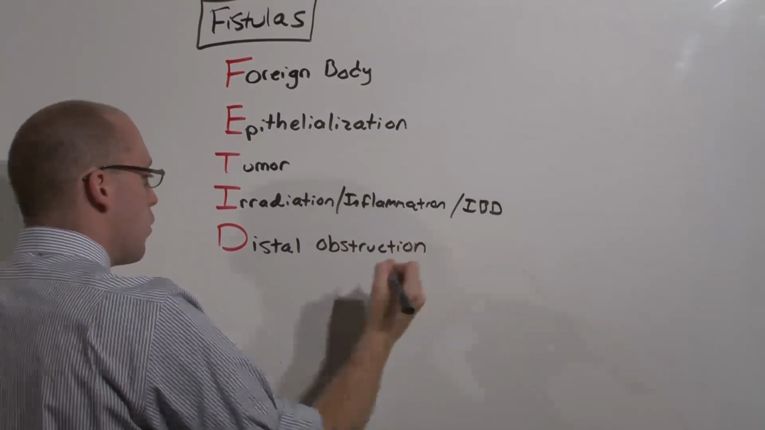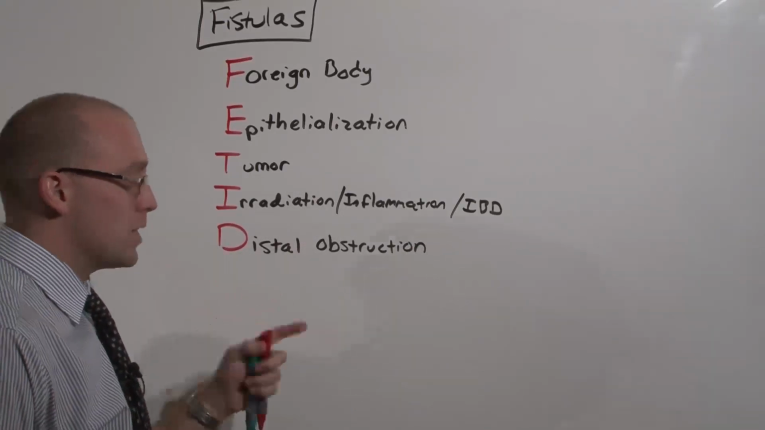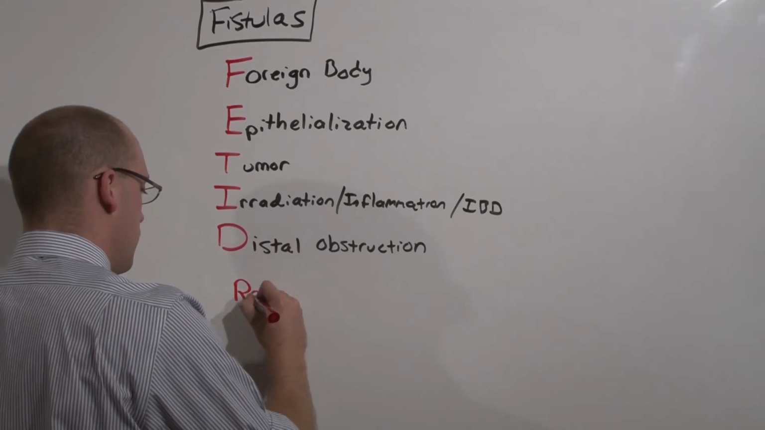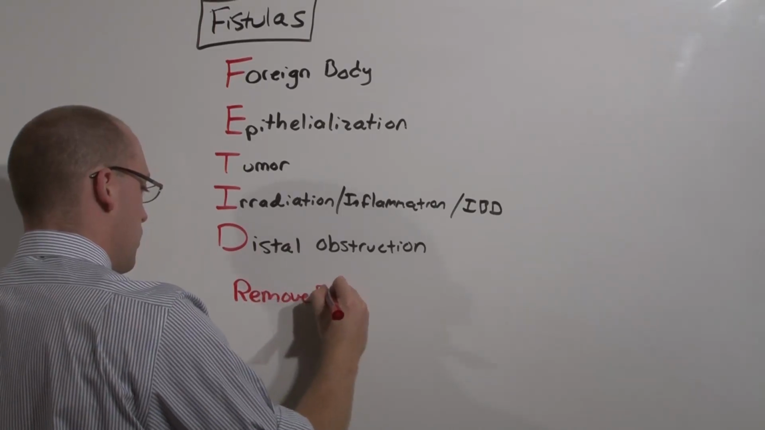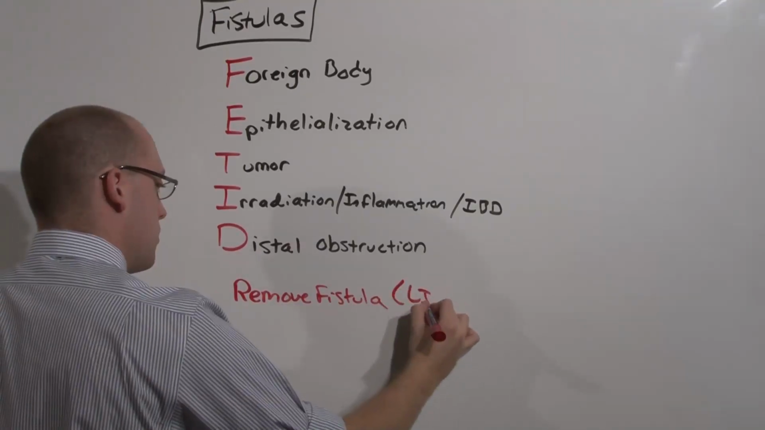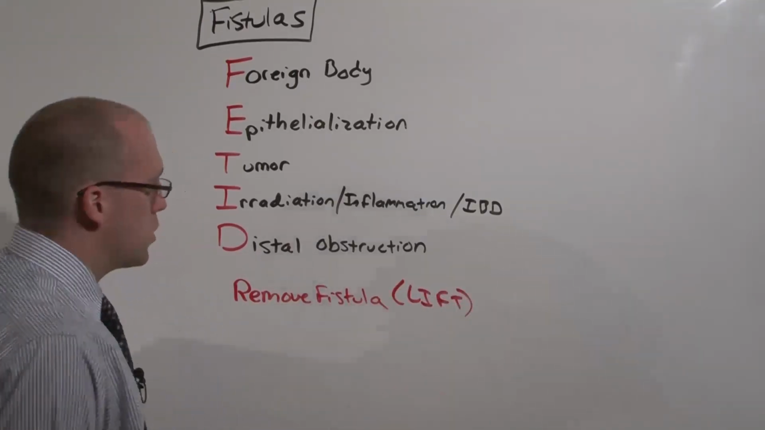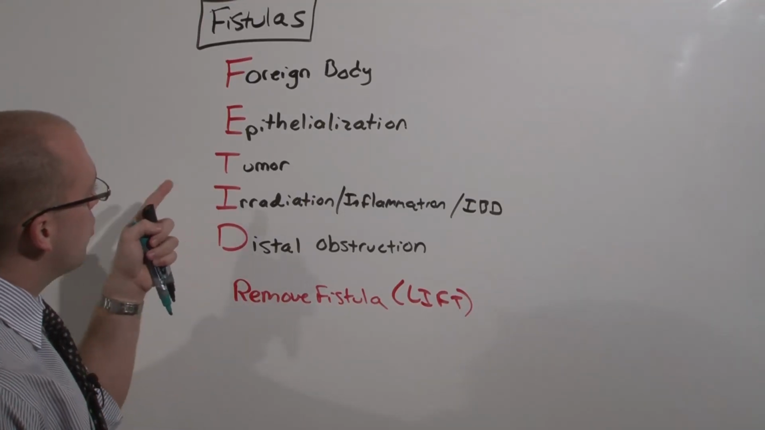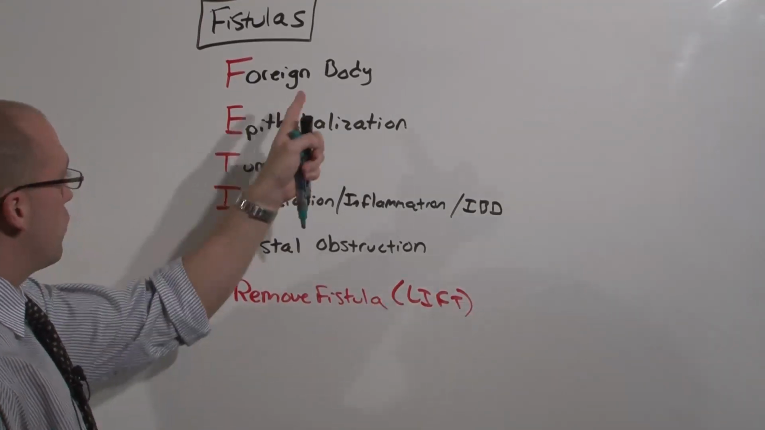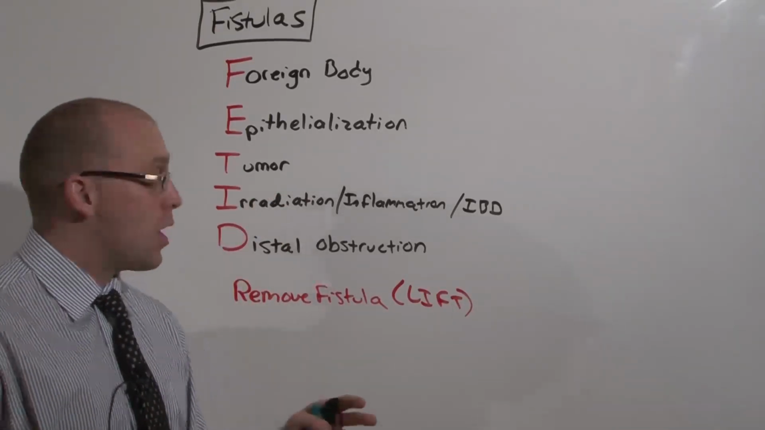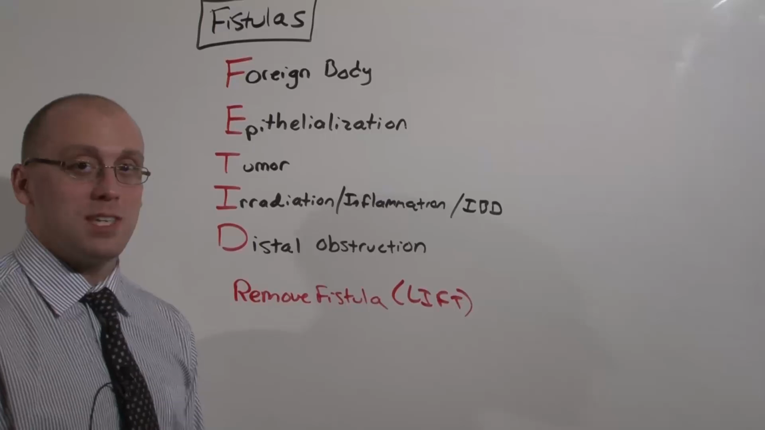If a fistula forms, what you need to do is cut the fistula out with a LIFT procedure. But unfortunately, sometimes what happens is that you can't get rid of the underlying problem, like a foreign body or a tumor. You may actually have to divert the bowel so that the fistula can close and heal.